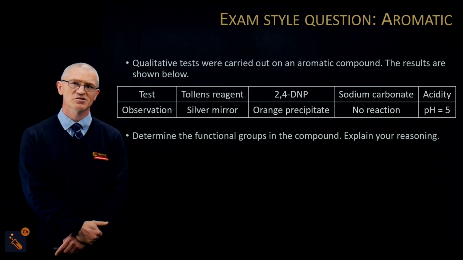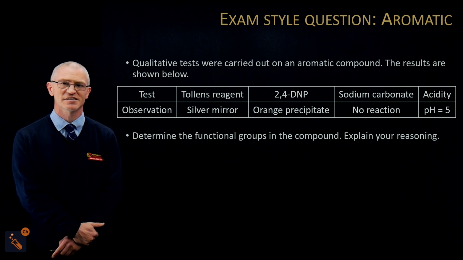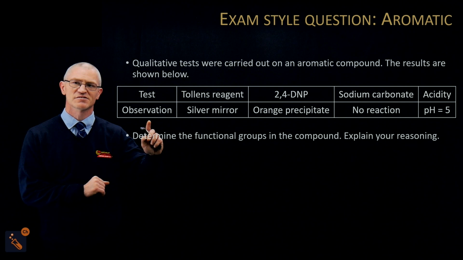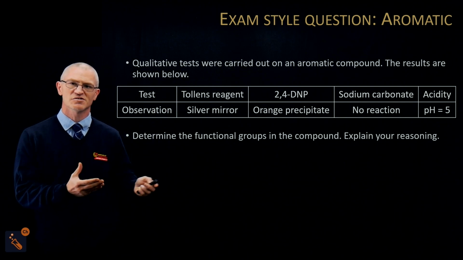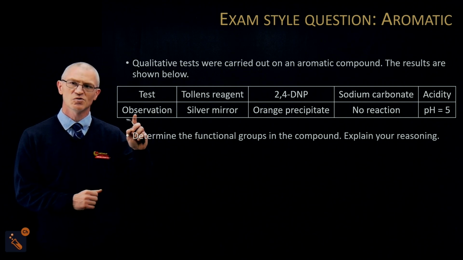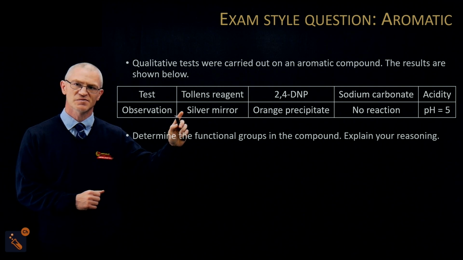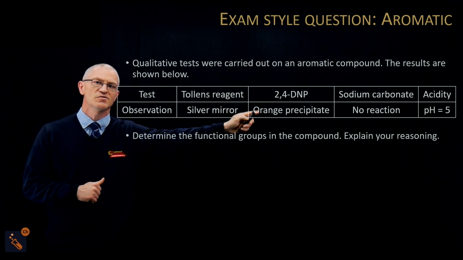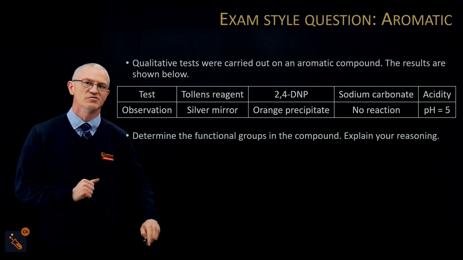Now let's go on to our first question, which is an aromatic-based question. So we're going to do qualitative tests, which are lab-based tests, on an aromatic compound. So it's got benzene in it. And we've got all these different tests and observations. So we know Tollens', silver mirror, so that should indicate we think we've got an aldehyde. 2,4-DNP confirms it is an aldehyde or a ketone.